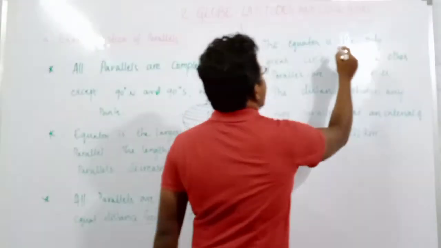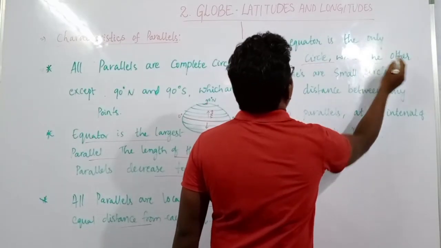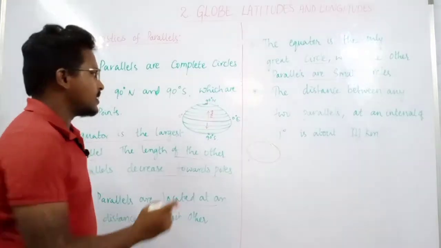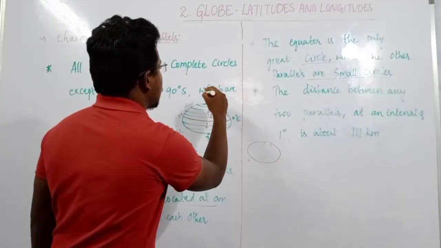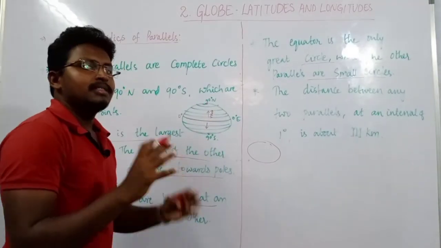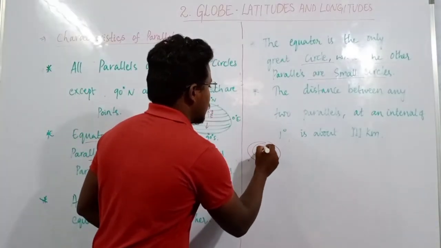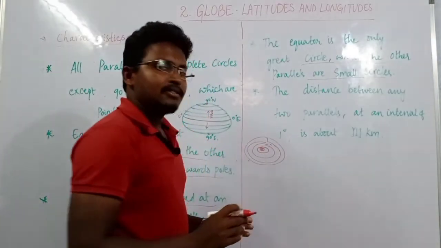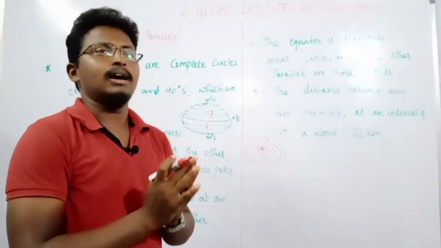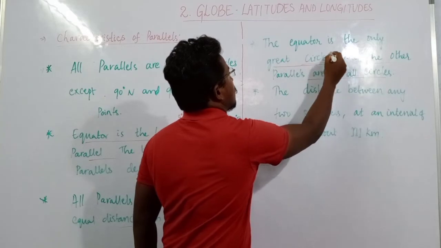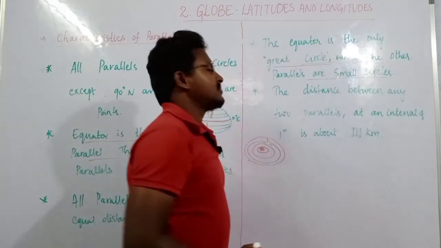Then the equator is the only great circle, while all other parallels are smaller circles. As I just mentioned, as they move towards the northern pole as well as the southern pole, their size gets decreased. That is why the largest circle is the equator. That is why we also call the equator the great circle.